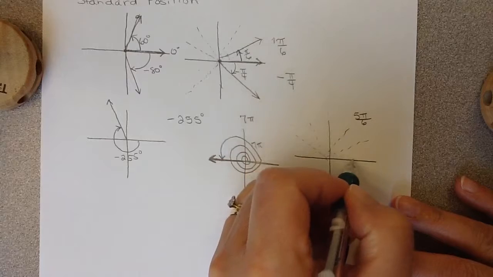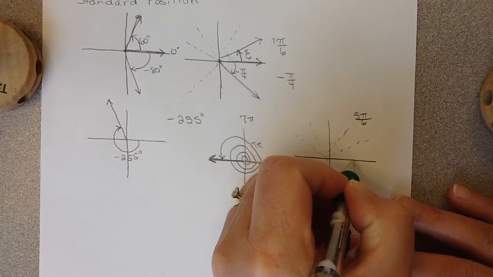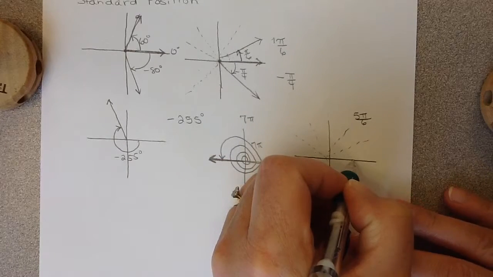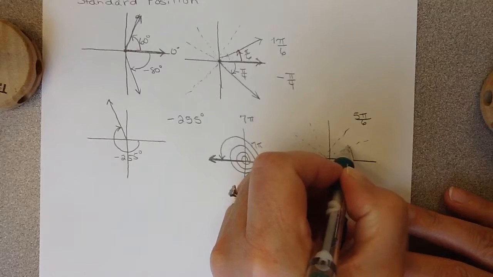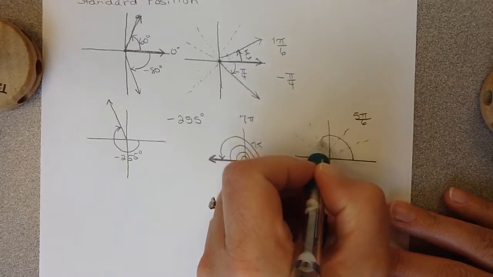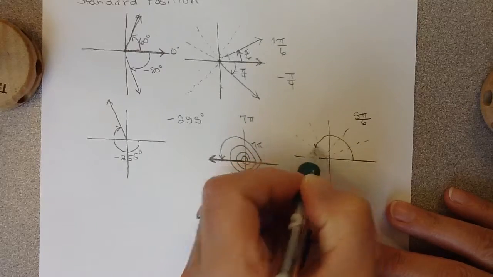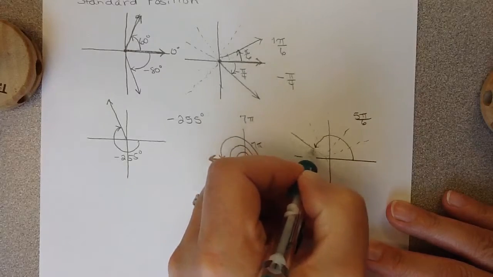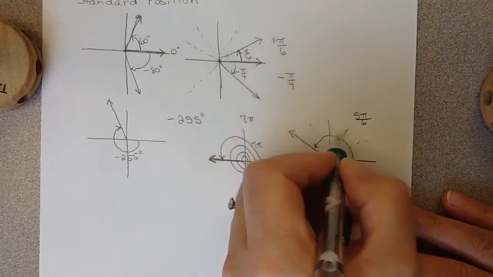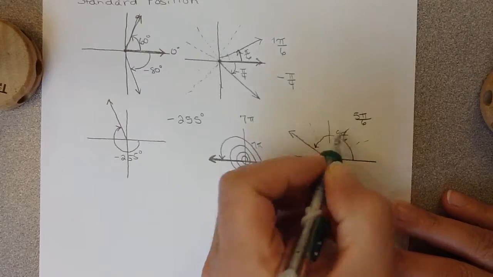So starting at 0, positive part of the x-axis, I want to go 5/6 of the way around. So 1/6 of a pi, 2/6, 3/6, 4/6, 5/6 takes me to there. Draw on the terminal side. That's 5 pi over 6.